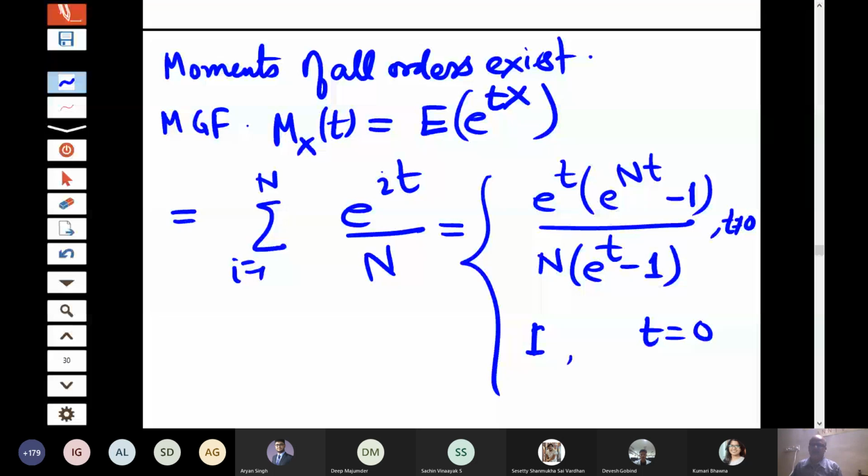For example, you consider this dice problem and just look at these things for the dice problem and verify the moments and so on.